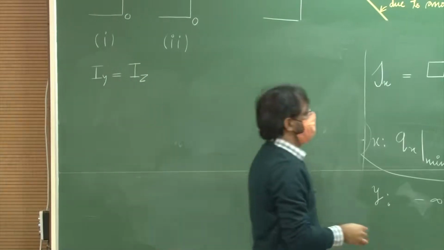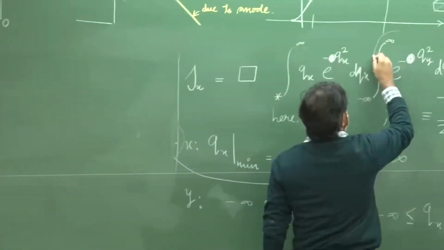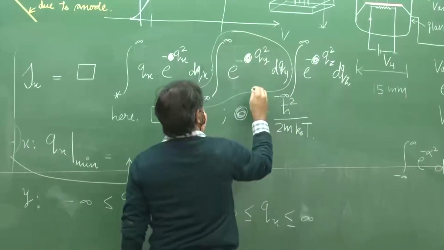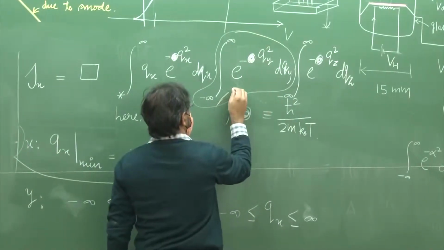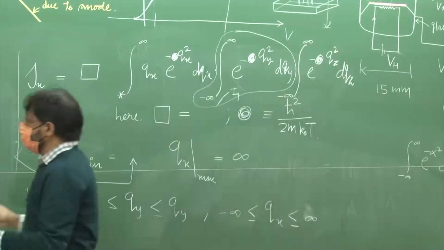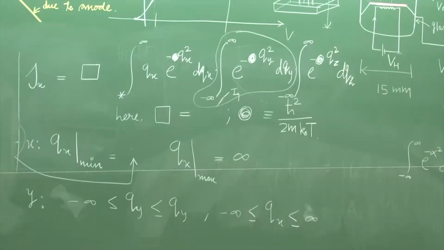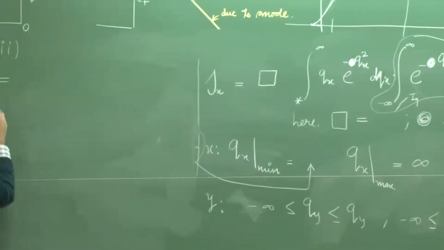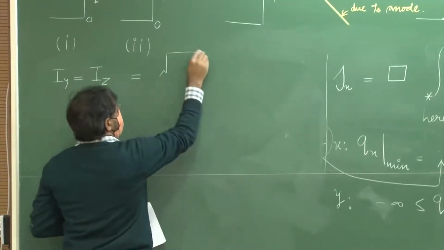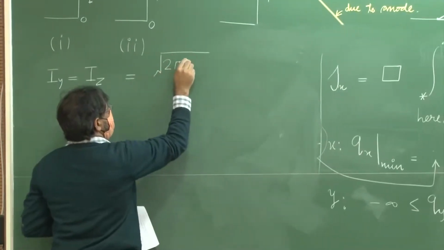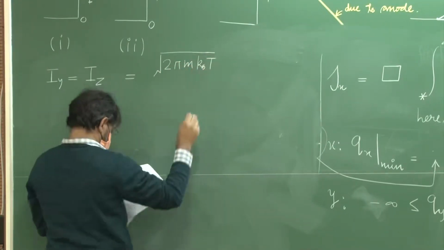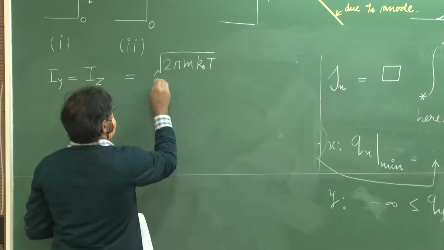Iy is this integral. And similarly, this integral is Iz, and they are identical, and their values you will find to be root 2 pi m kbt divided by h bar.